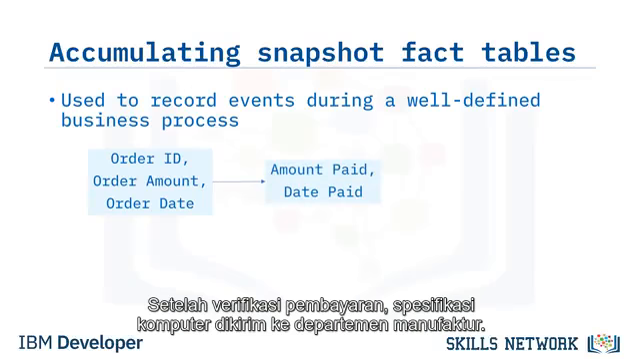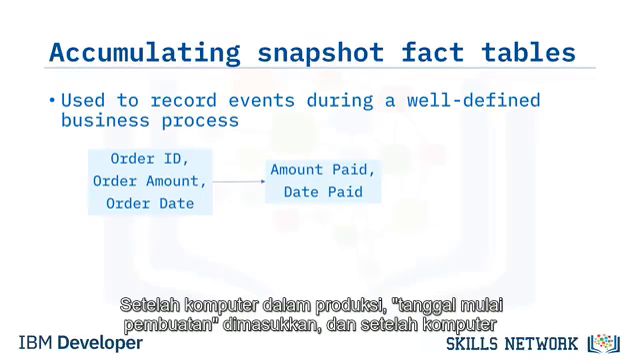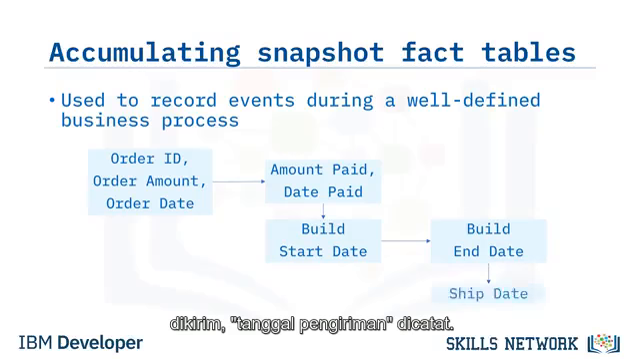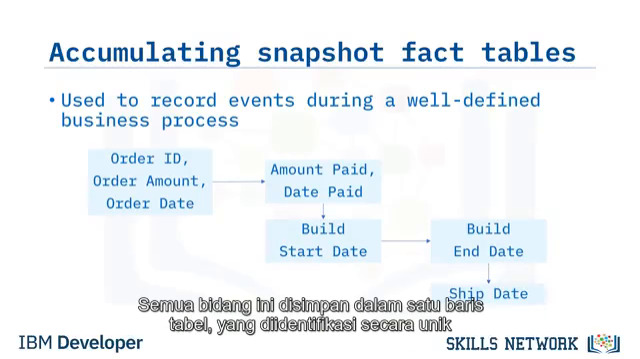After payment verification, the computer specifications are sent to the manufacturing department. Once the computer is in production, the build start date is entered. And once the computer is built, the build end date is recorded. Finally, once your computer is ready to be sent, the ship date is recorded. All these fields are stored in a single row of the table, which is uniquely identified by the order ID.